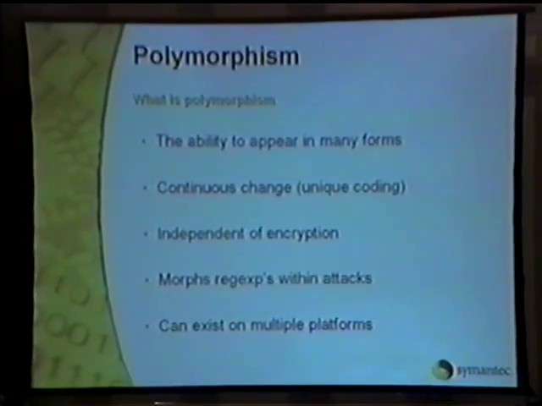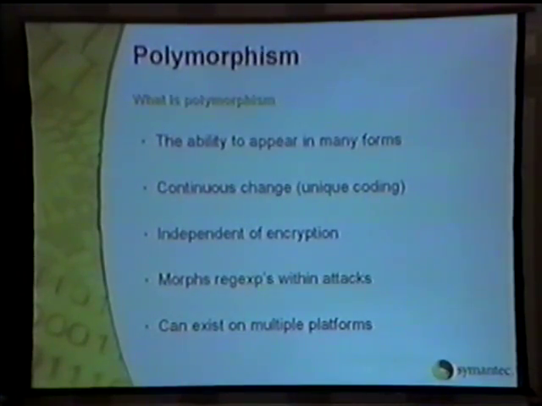It's not actually using the object-oriented programming values. Basically, it's continuous change. Polymorphism basically morphs regular expressions within the payload of an attack. And this has been able to exist on multiple platforms. Here, we basically have the same output with different solutions. So basically, I can say A plus B equals C, and turn around and say A plus 3 minus 3 plus B equals C, and you get the same output.